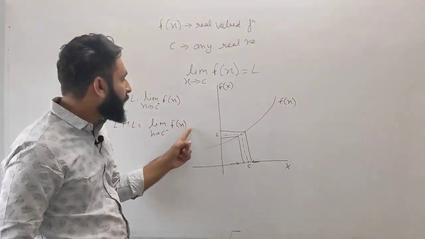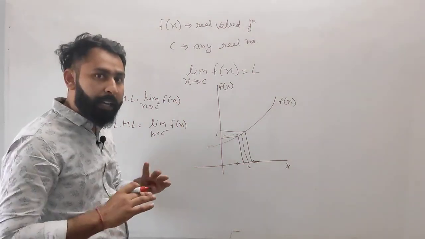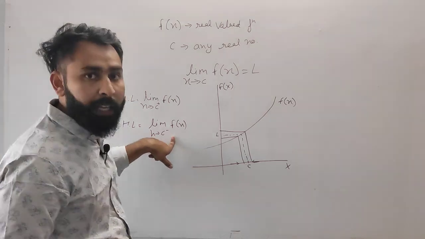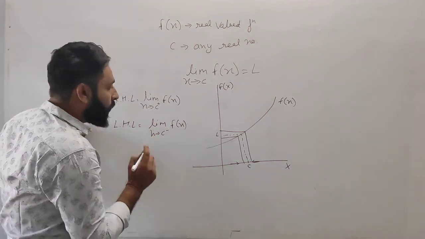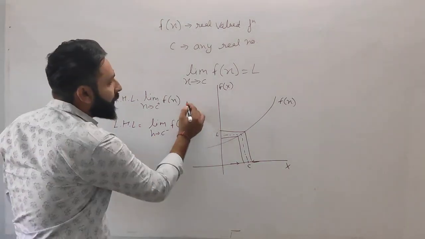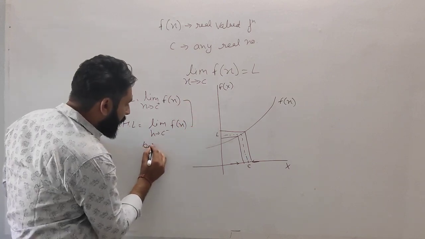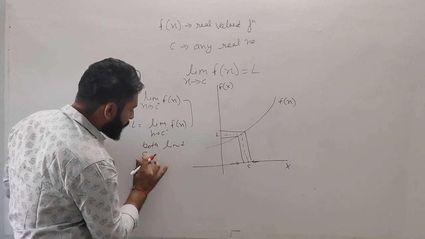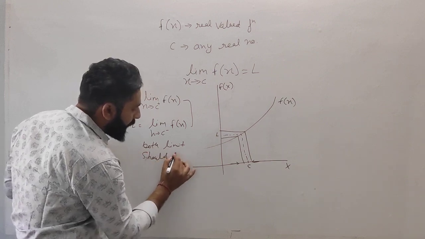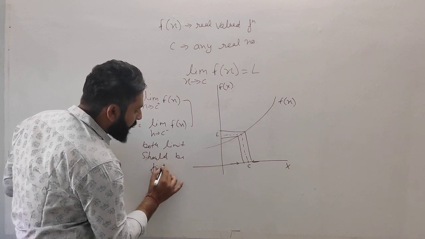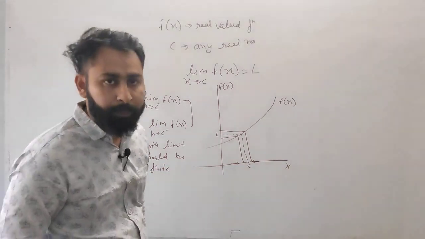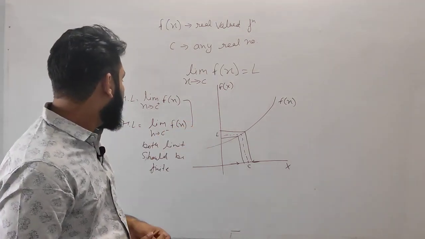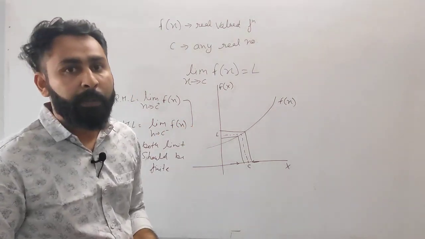If both limits are equal, then we say the limit exists. Also one condition is added: both limits should be finite. If they are not finite, the limit does not exist. Okay, this is the main concept of limit. Now we see one example where the limit exists.